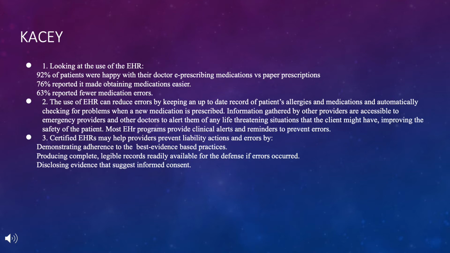The use of electronic health records can reduce errors by keeping an up-to-date record of patients' allergies and medications and automatically checking for problems when a new medication is prescribed. Information gathered by other providers is accessible to emergency providers and other doctors to alert them of any life-threatening situations that the client might have, improving the safety of the patient. Most electronic health record programs provide clinical alerts and reminders also to prevent errors.